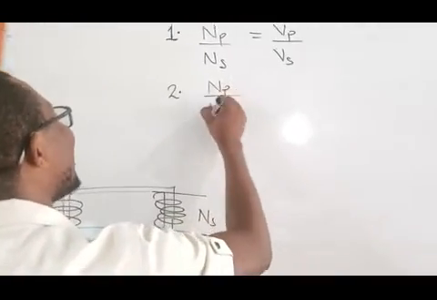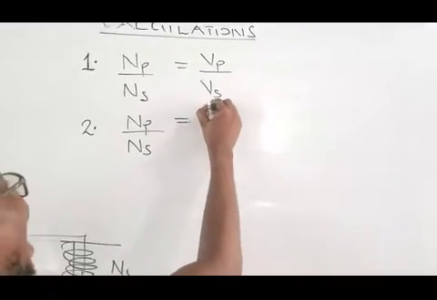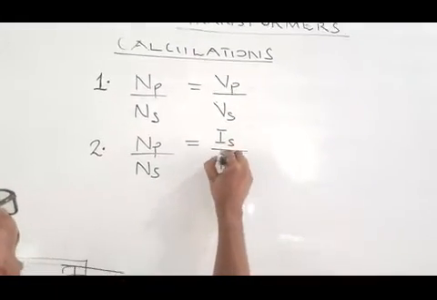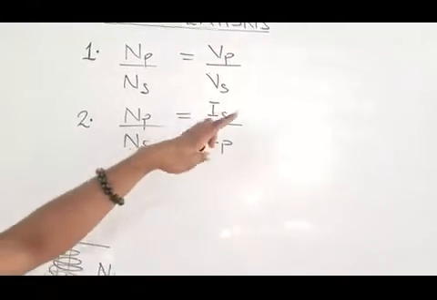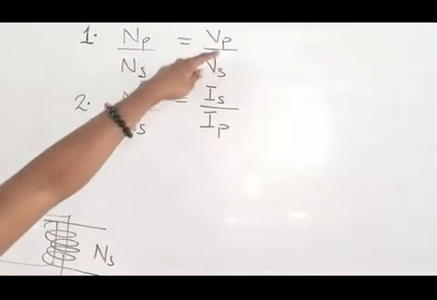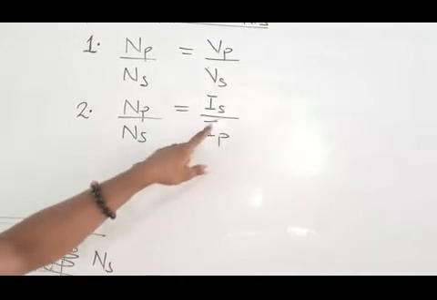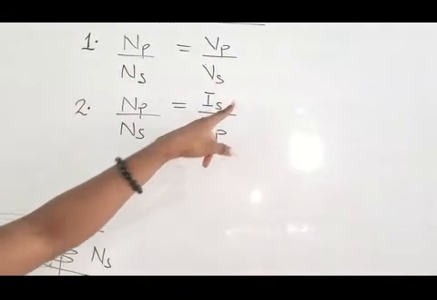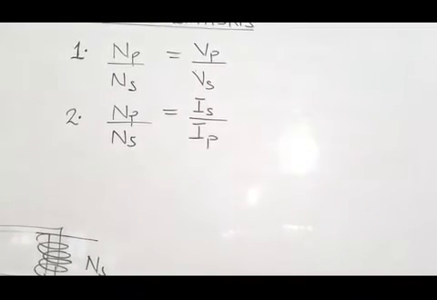NP over NS is equal to IS over IP. So here there is an inverse. For the voltage, it is VP over VS, just like NP over NS. But when it comes to the current, the IS is rather up, and the IP is down.